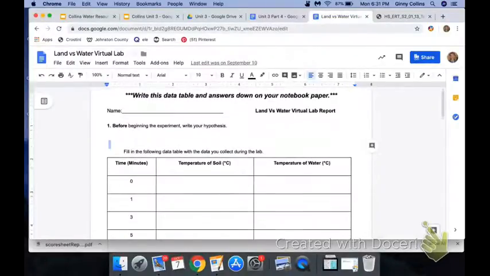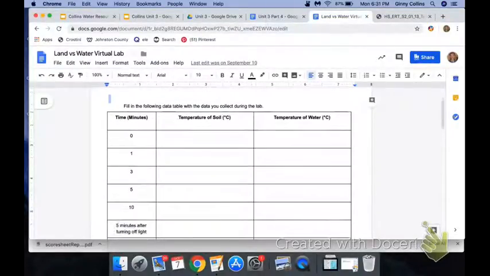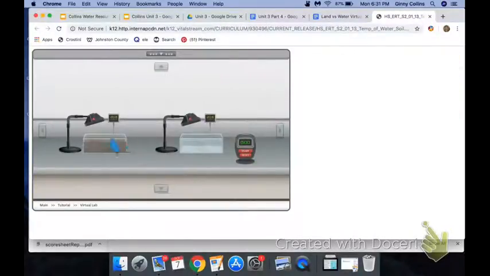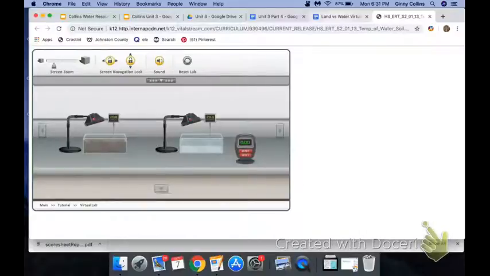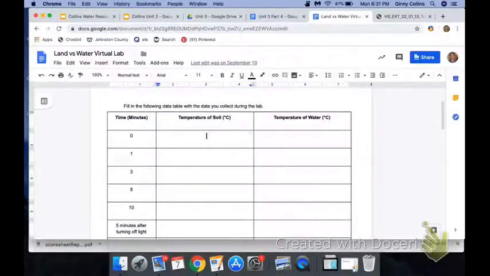The first thing that my data table wants me to answer is what is the temperature of the soil and what is the temperature of the water at 0 minutes. Well, this is 0 minutes, so I'm going to write down whatever my temperature is. For my lab, it's 20.8, so that's what I would write down. So I would just put 20.8, and then 20.8. So you jot that down.